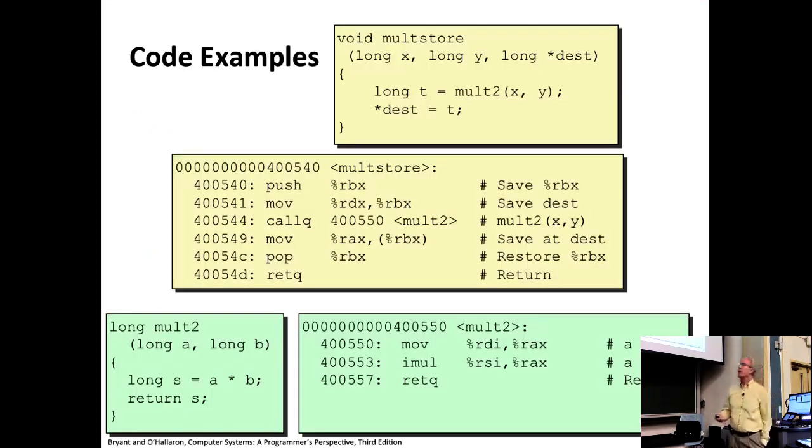So let's look at some examples, and there's a lot of stuff up here. But this is a C function called multstore. And then this is the output, slightly cleaned up output from the disassembler of that exact function. And similarly, this is a function called mult2, and this is its disassembled version. The reason I'm showing this is because I want to make use of the addresses that these instructions are at that you don't see when you write it in assembly code. So I'm showing the disassembled version. And the reason all this is up here is because you'll see the function multstore calls mult2. So I want to show how that works.